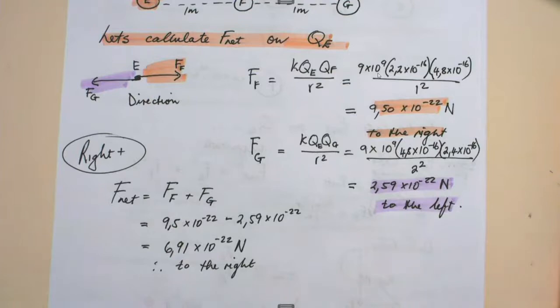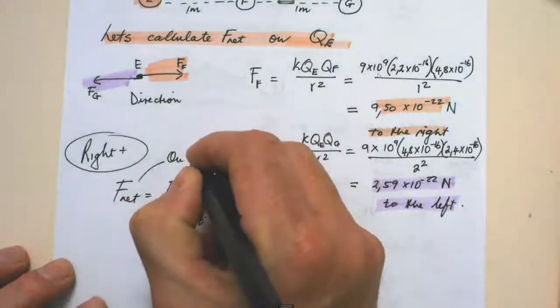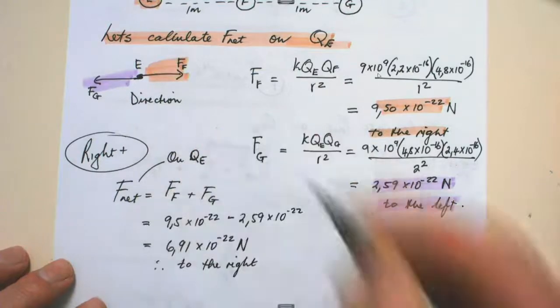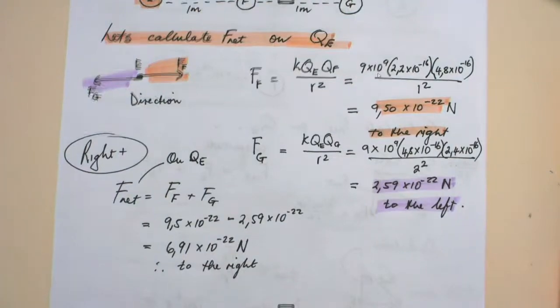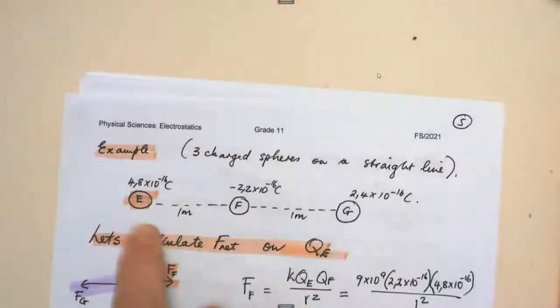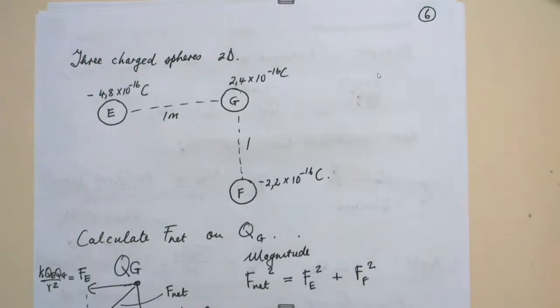So this was where I calculated the F net on charge E. So you could have done it for all three of them, which you will normally in exam only get one to do. So that is on one dimension, on a straight line, my three forces. So now you will see there's also a possibility where we have three charges which is in 2D.